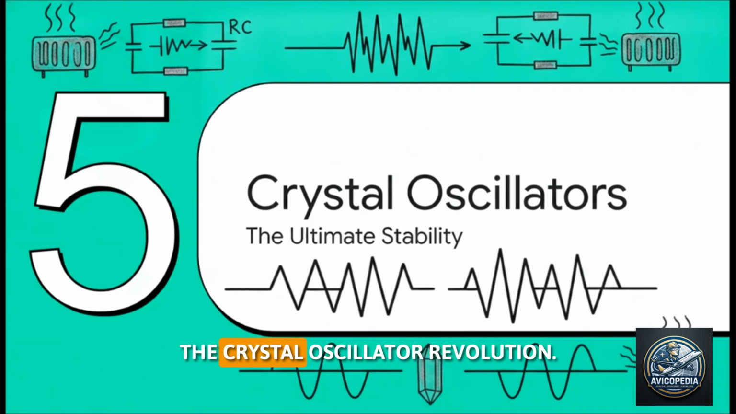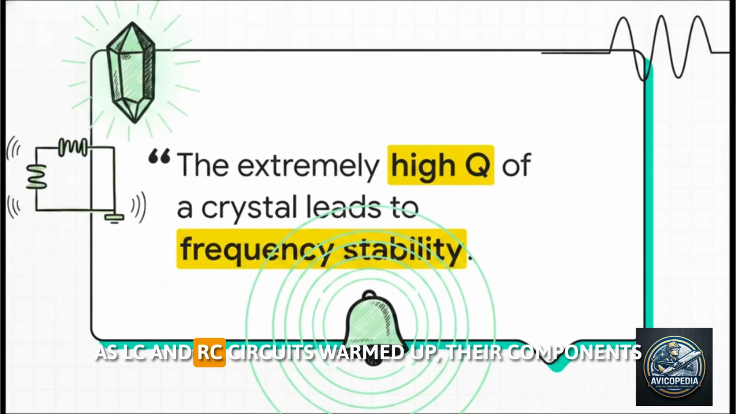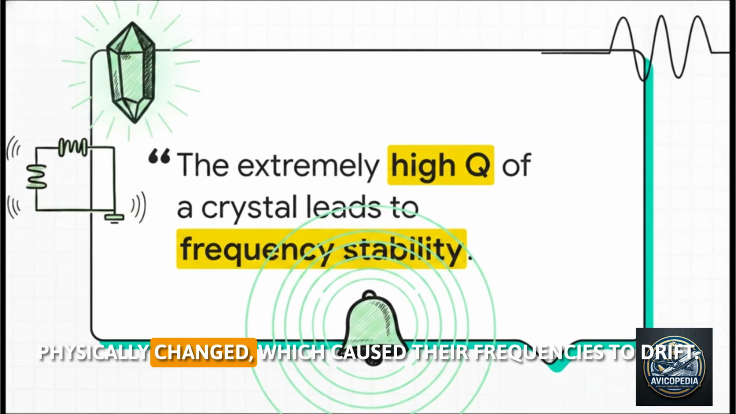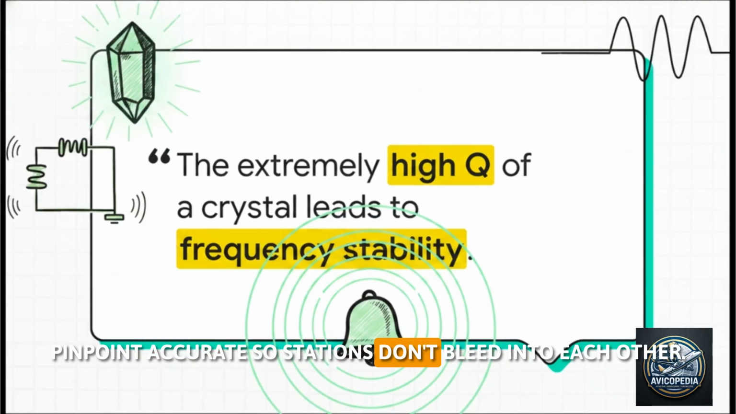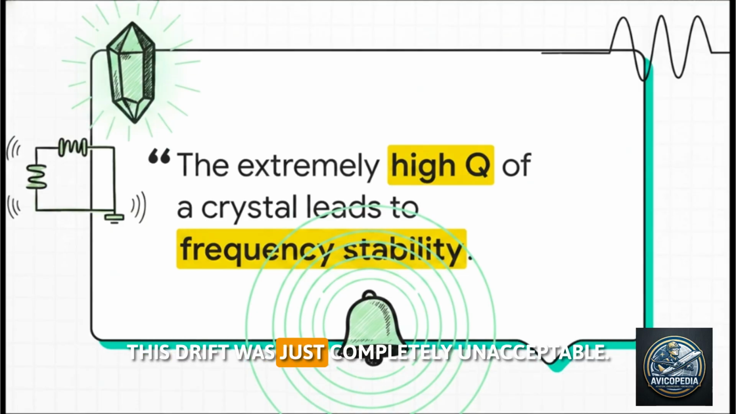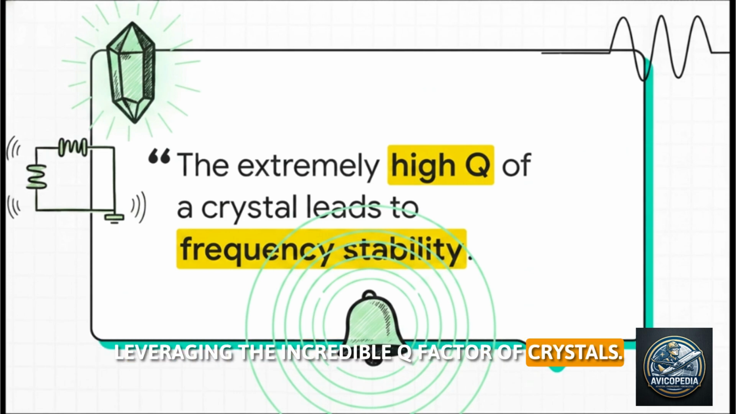Section 5. The crystal oscillator revolution. The ultimate stability. Now, early engineers faced a really fatal flaw. As LC and RC circuits warmed up, their components physically changed, which caused their frequencies to drift. In radio broadcasting, where frequencies must remain pinpoint accurate so stations don't bleed into each other, this drift was just completely unacceptable. To solve this, engineers actually turned to nature, leveraging the incredible Q factor of crystals.